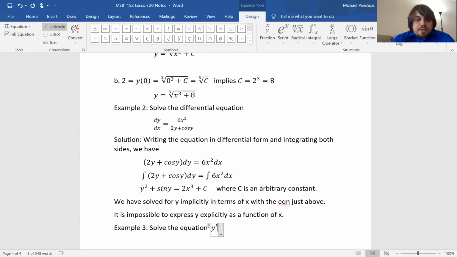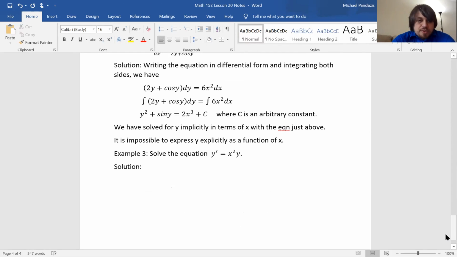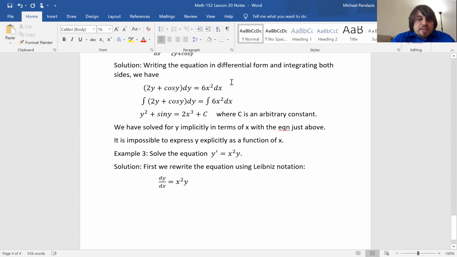Okay, so solve the equation y prime is equal to x squared y. So the solution. Remember, solving a differential equation means finding all possible function solutions of it. Okay, so first we rewrite the equation using Leibniz notation. Leibniz notation is just expressing the derivatives as fractions. So dy/dx equals x squared y is an equation that says the exact same thing as y prime equals x squared y, but the notation hints at what we should do next.